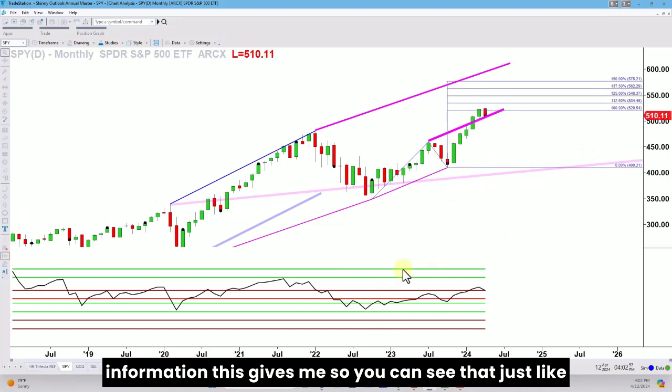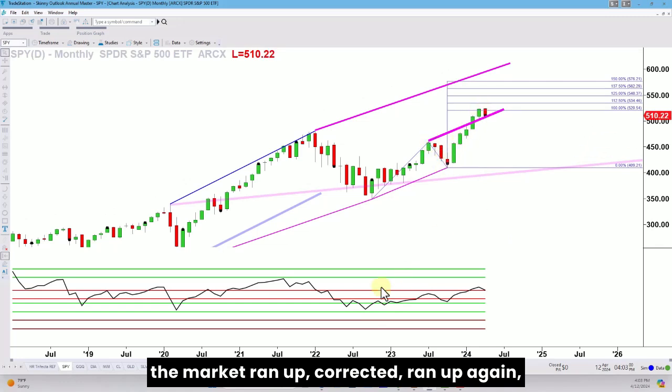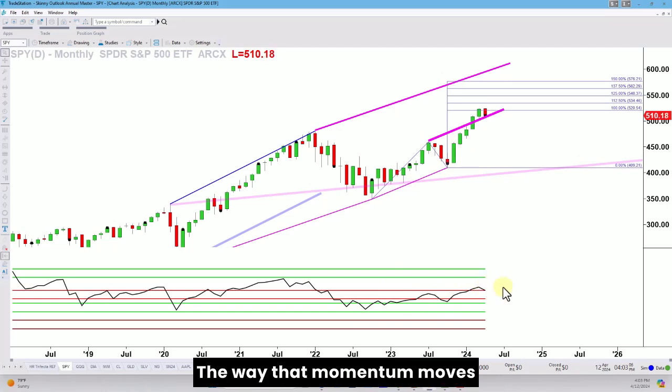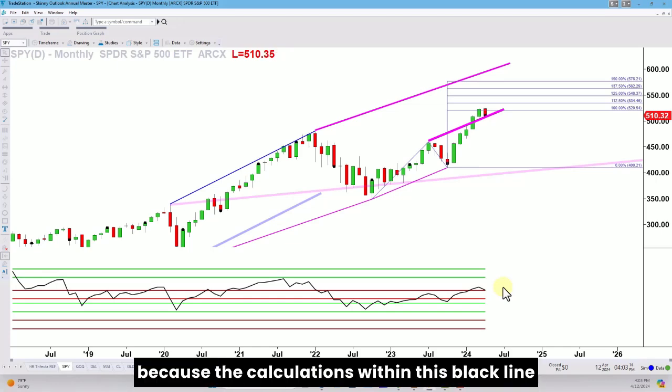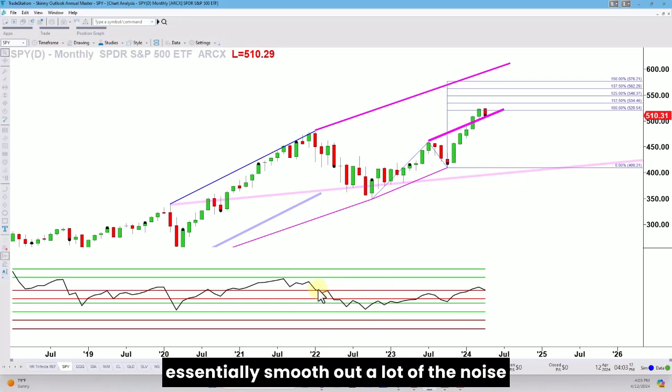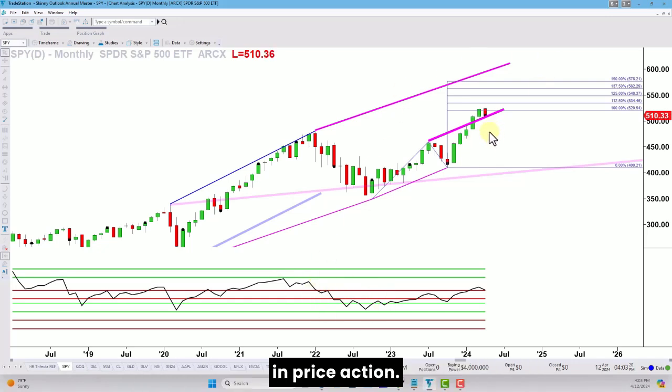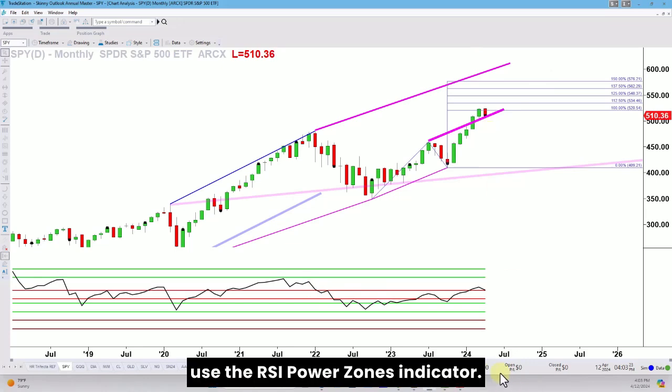So you can see that just like the market ran up, corrected, ran up again, the RSI Power Zones ran up, corrected, and ran up again. The way that momentum moves is derived from price action. So it's similar, but it's not going to be an exact replica because the calculations within this black line essentially smooth out a lot of the noise in price action. That's one of my favorite reasons to use the RSI Power Zones indicator, and it's one of the things I get deep into in the advanced applications. So this on the monthly chart gives me kind of the same information, but now let's look at it on the weekly chart.